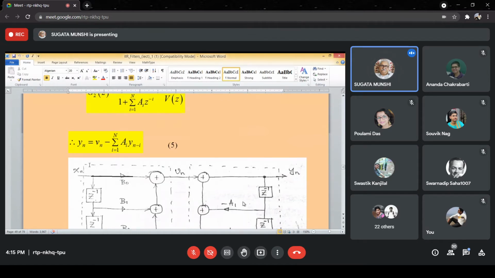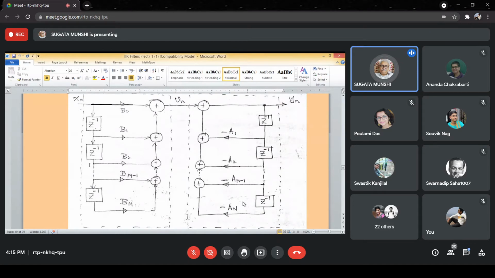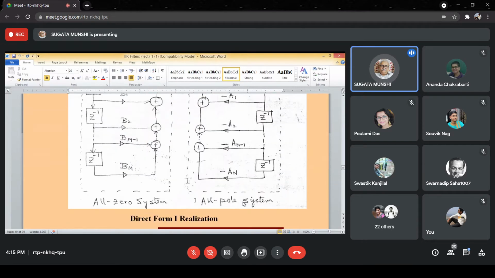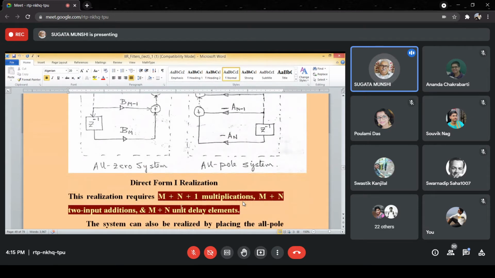So G1(z) can be straightaway implemented by a tapped delay line structure, or transversal structure, that is used for FIR systems. That is this first part, and the second part relates y[n], represented in this way. So that is the direct form one realization. It requires M plus N plus one multiplications, M plus N two-input additions, and M plus N unit delay elements. All right, so up to that we considered last day.